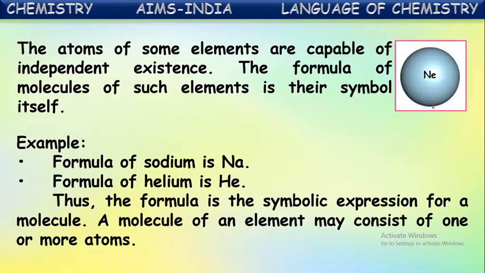Thus, the formula is a symbolic expression for a molecule. A molecule of an element may consist of one or more atoms. If it has only one atom, its symbol itself becomes its molecular formula. If it has more atoms in its molecule, then first the symbol is written, and the number of atoms present in one molecule is represented by writing a number at the right bottom side of that element symbol. That's about the formulae of elemental molecules.